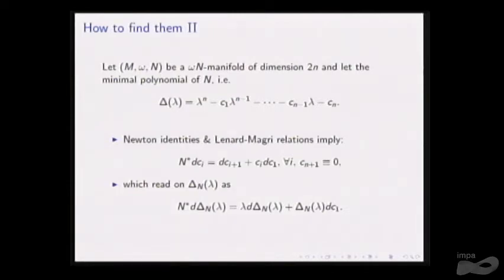Then, if you use Newton identities that relate the symmetric functions of lambda with the coefficients of this polynomial, we can prove, and this is the Magri-Lenard identity, that in principle the coefficient of the polynomial in lambda, delta_N lambda, satisfies this condition. And then if you rewrite this condition on the level of delta_N, we arrive at this formula, that N*(d delta_N lambda) is equal to lambda d delta_N lambda plus delta_N lambda dc_1.